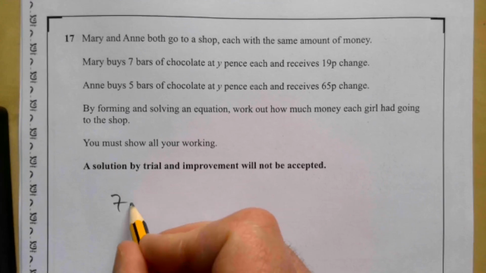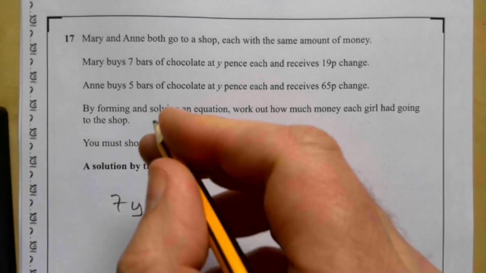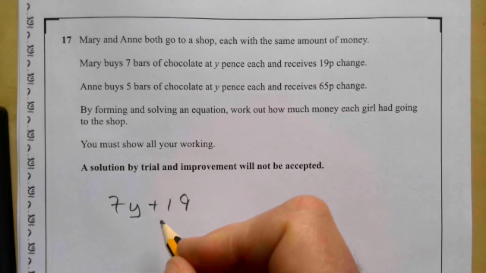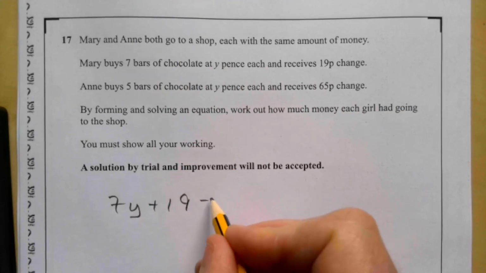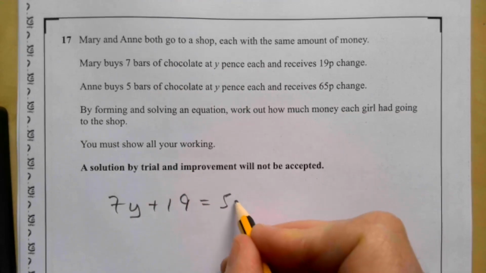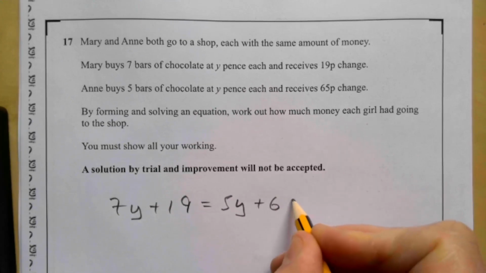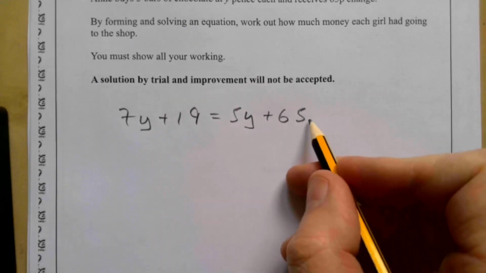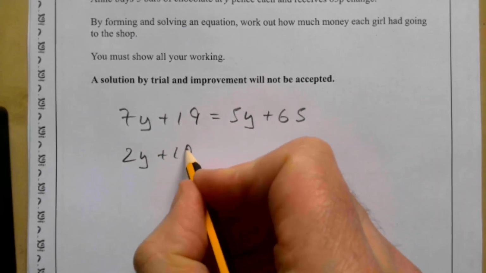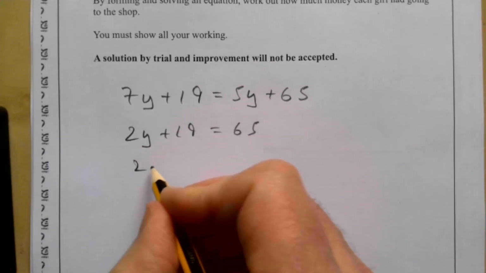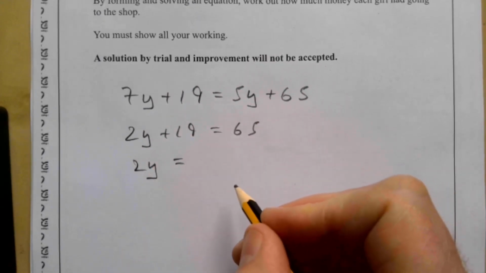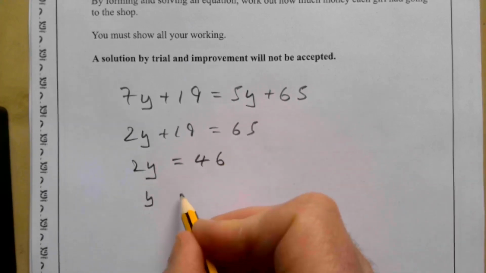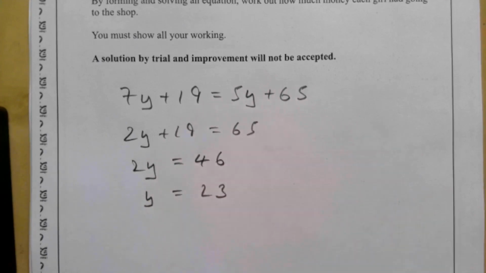So 7y is the price she's paid for all the chocolate, plus 19, and that's the same amount as Anne has, and she was 5y plus 65. Because they had the same amount of money, we can put those equal to each other. If I take away 5y from both sides, 2y plus 19 is 65. 2y is 46, and then y is 23.